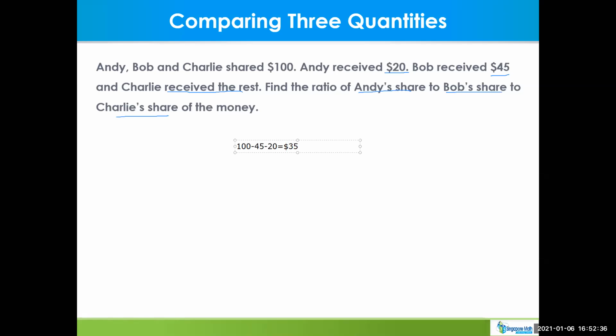Aditi, can you give me the ratio, please? I didn't solve it yet. Can you maybe tell me how much Andy has? Andy received $20. Good job. And then Bob will be 45, and Charlie would be 35. Can you help me to simplify? Can you simplify it and then send it to me via chat? 20 is to 45 is to 35. Good job, guys. Let's move on to the next part.